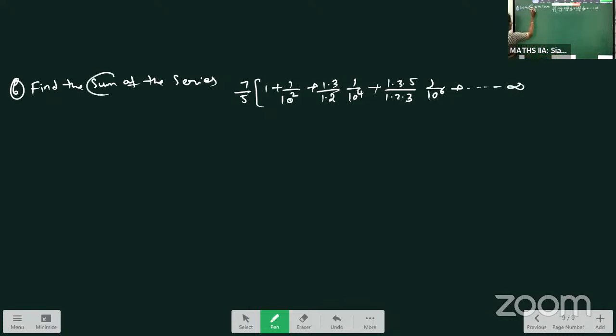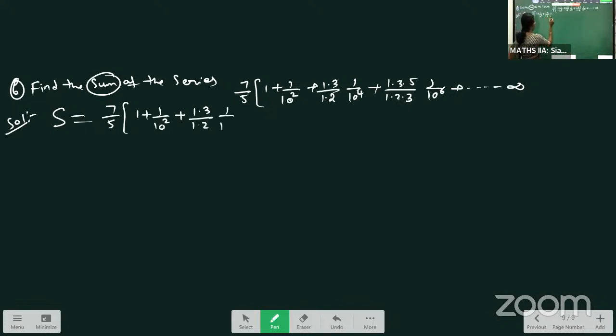Question, find the sum. When the sum is given, take the given equation or given series as S. S is equal to 7 by 5 into 1 plus 1 by 10 square plus 1 into 3 by 1 into 2, 1 by 10 power 4 plus 1 into 3 into 5 by 1 into 2 into 3, 1 by 10 power 6 plus and so on.